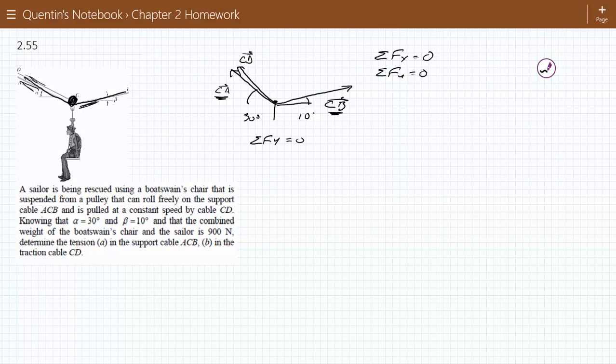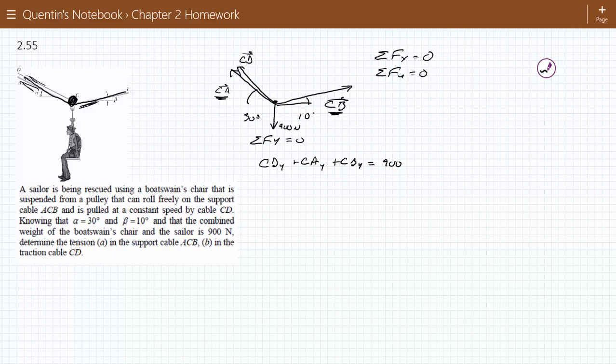Oh, I forgot a huge part. Here we have 900 newtons coming down. That's given in the problem, that the sailor and the boatswain's chair weighs 900 newtons. Okay, so sum of the forces in y. Let's add up all the ups are equal to the downs, right? Okay, so you have your CD in the y direction, plus your CA in the y direction, plus your CB in the y direction is going to equal 900.